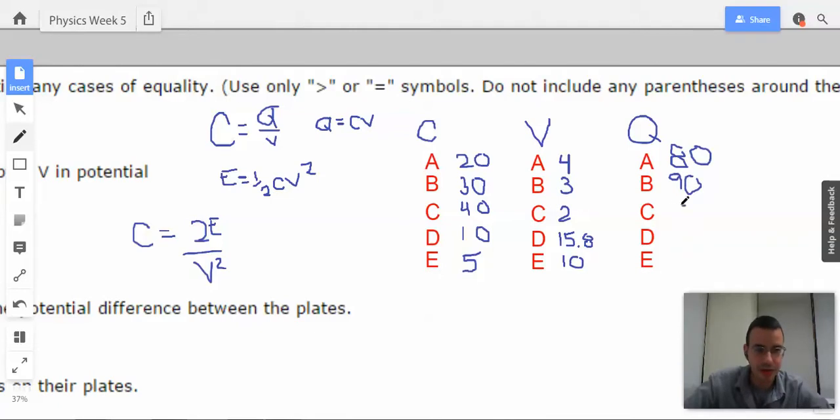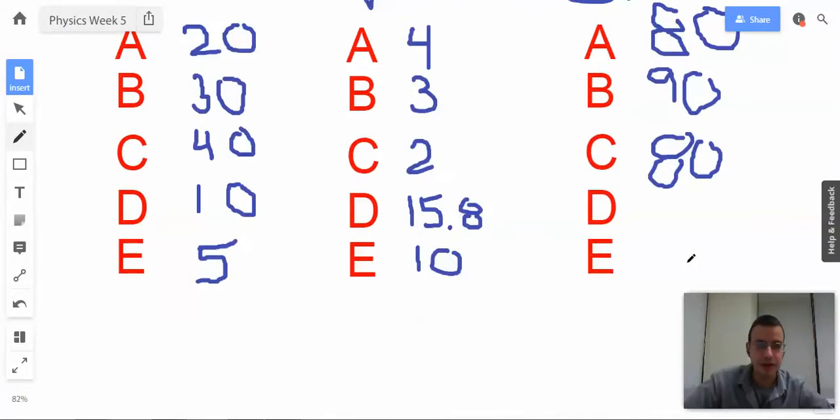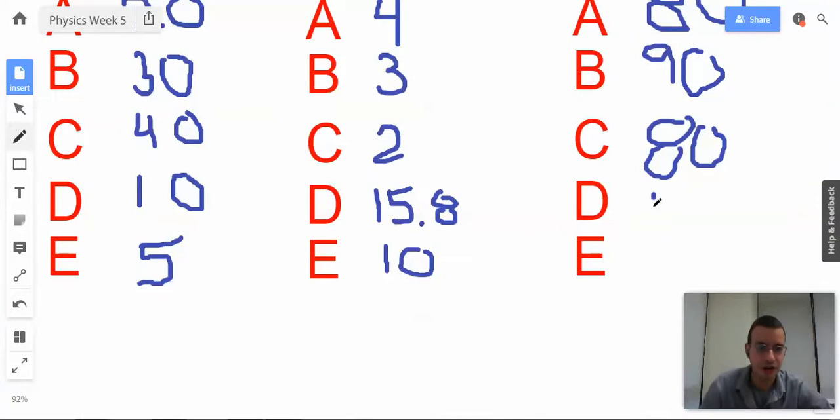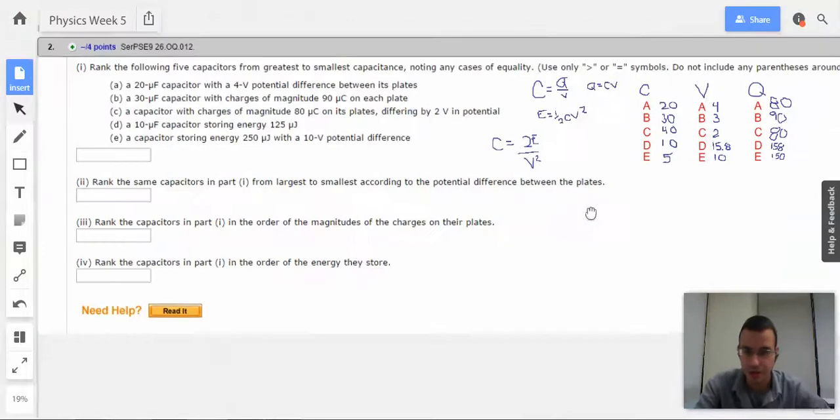So this will be 90. This one will be 80 as well. Oh, we finally get to use that equal sign. That's a plus. Well, it's not a plus, it's an equals. All right. I'm going to call this 158. Ooh, the other one's going to be 150. So close. All right, so I assume we're supposed to do, again, largest to smallest.